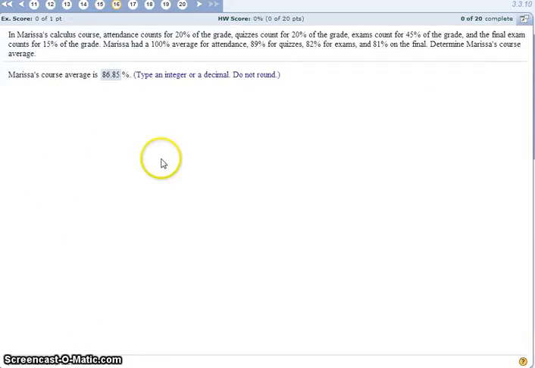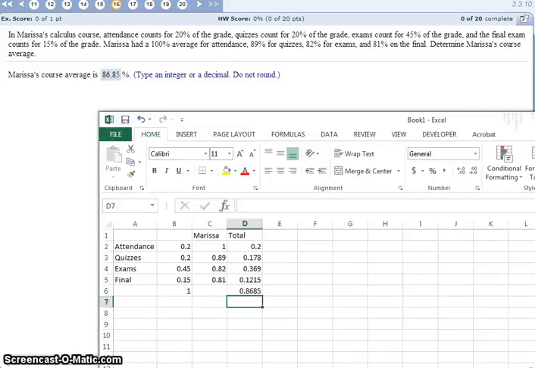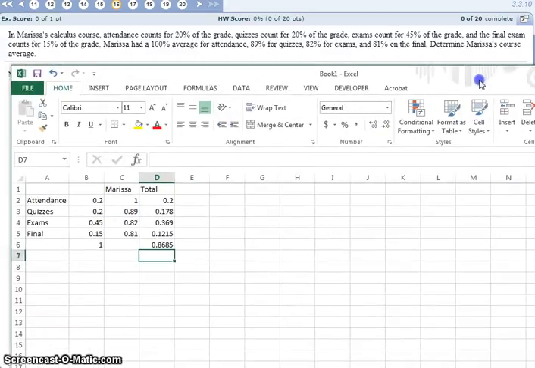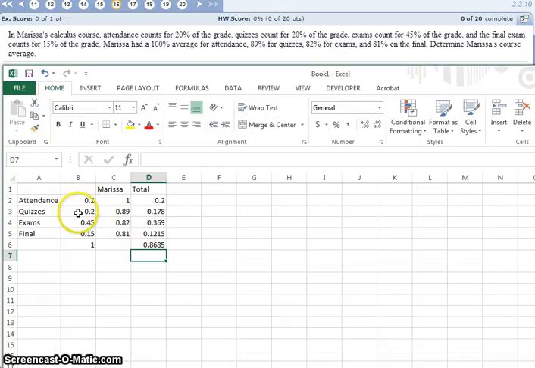Here we're calculating a grade when it's broken down into percentages. So attendance is worth, let's pull this up in Excel, I've copied it over. Attendance is worth 20%, quizzes 20%, exams 45%, and the final 15%. And I wrote those all as decimals. And then just to prove that they should add up to 100%, I added them, and they did add up to 1. So Marissa, what she scored in each category, I wrote that down.